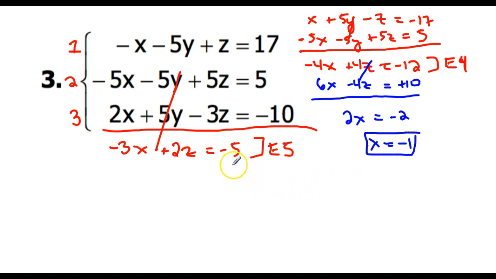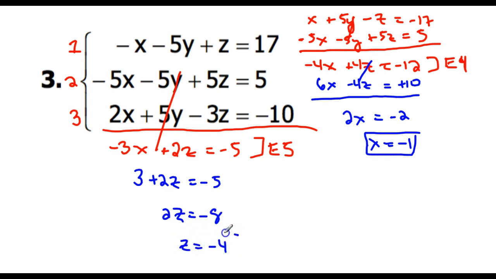And then I'm going to go back and substitute in right here to solve for z. If x equals -1, then this is 3 plus 2z equals -5. So 2z equals -8, and z is equal to -4. I'm just drawing boxes. So I know x, I know z, now it's just time to find y.